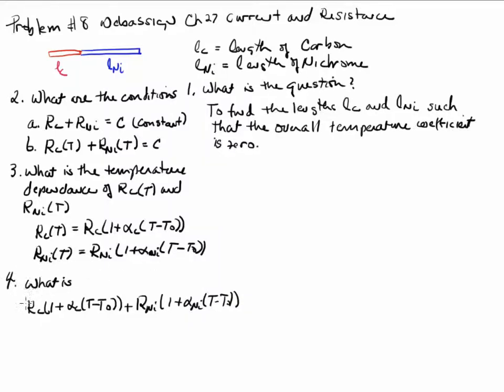Now, what is this quantity I show below? This sum of R_C times its temperature dependence plus R_Ni times its temperature dependence. Take a moment and just think about it and write it down, and then continue the video. Well, that's got to also equal R_C plus R_Ni. Remember, I said it was constant. Okay, it's the same constant.